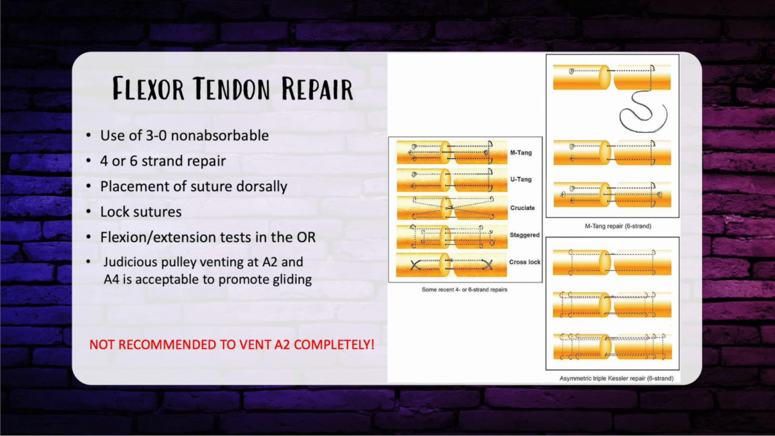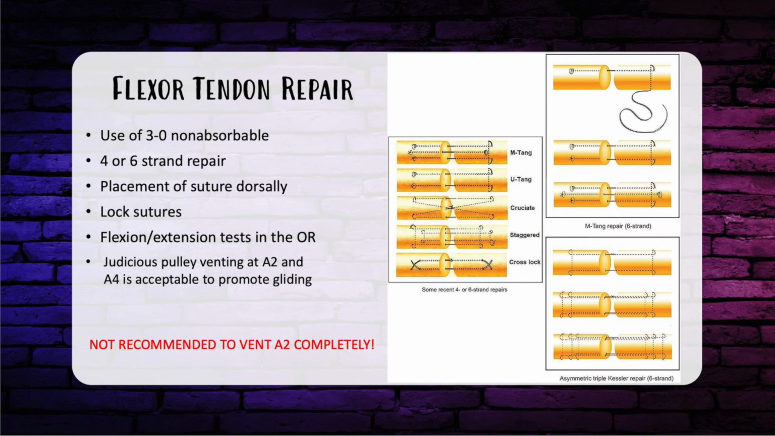You rarely need to completely vent the A2, unless you have a very proximal laceration just distal to the A2, where there's going to be minimal excursion. And even if you do, you can technically do a reconstruction with a tendon graft, but that's going a little bit into the weeds here.